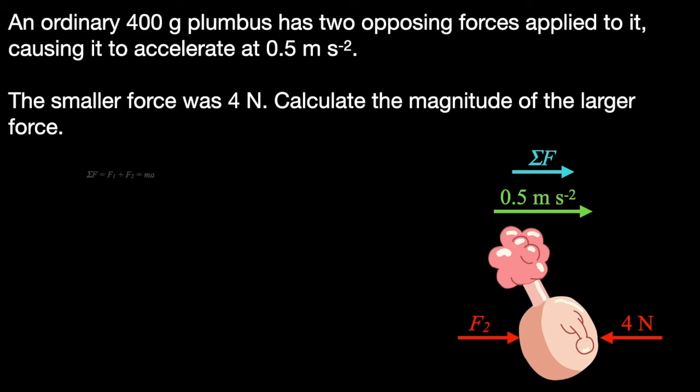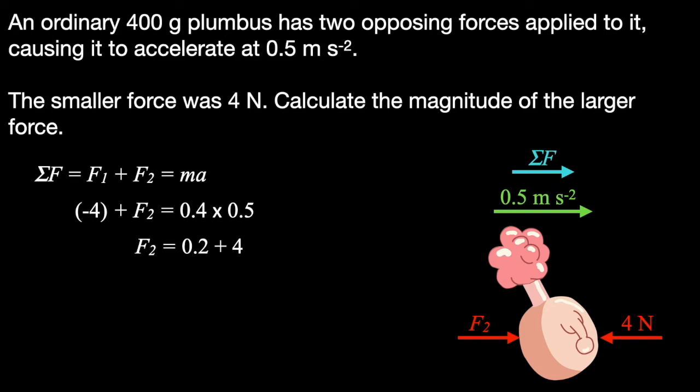So now my net force equation, F1 plus F2 equals ma, will look like this. Negative 4 plus F2 equals 0.4 times 0.5. I've converted, and you see what I've done here, and something we need to be very careful of, is I've converted the grams into kilograms, which is something we must always do. The standard unit for mass is kilograms. So I've converted that to kilograms, 0.4 times 0.5, which gives me a value of 0.2 plus 4, so I end up with a force of 4.2 newtons.